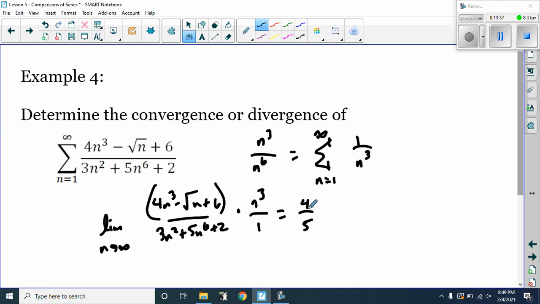Because this is a finite positive number, I know these two series do the same thing. This is a p-series. Our p-value is greater than 1, therefore it converges. So this also converges.